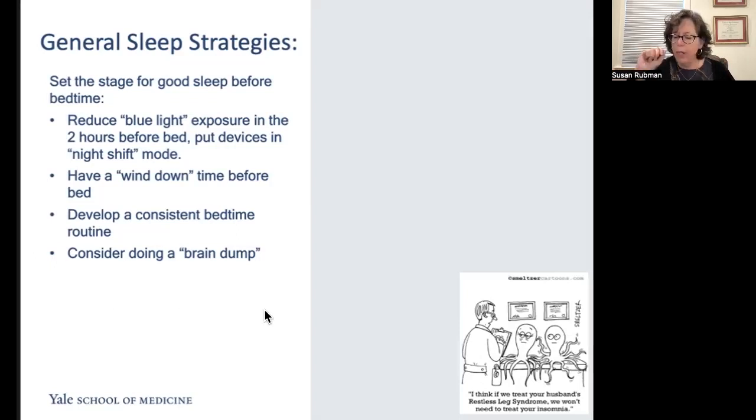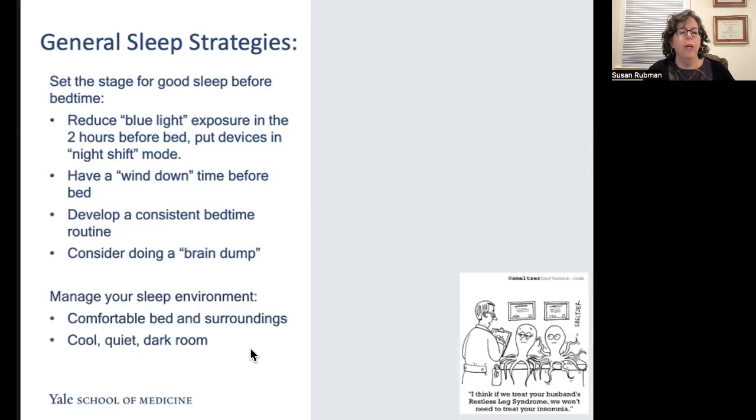We also recommend discharging all that excess activity in your brain. Make a list of things that you need to do the next day, maybe keep a pad somewhere nearby and write things down before you get into bed so that you don't have to worry about remembering them during the night. We recommend, in terms of the optimal sleep environment, that it is cool, dark, and quiet.